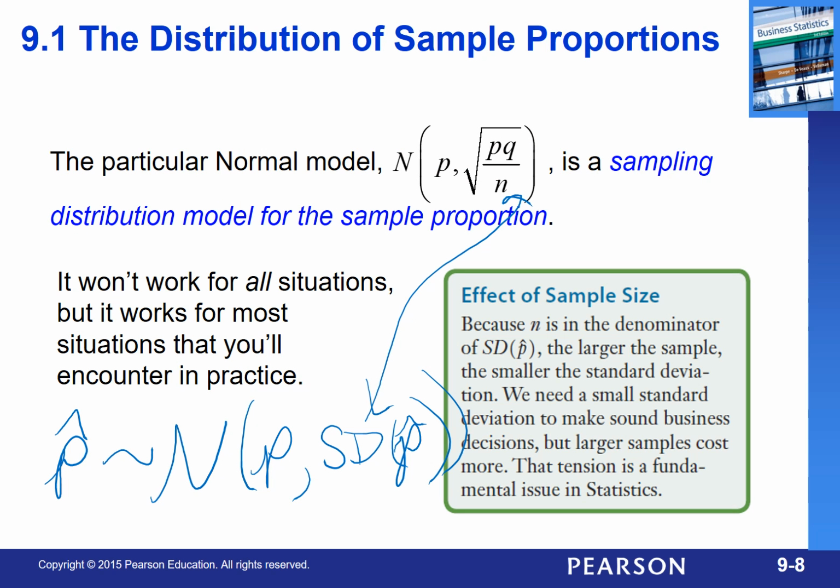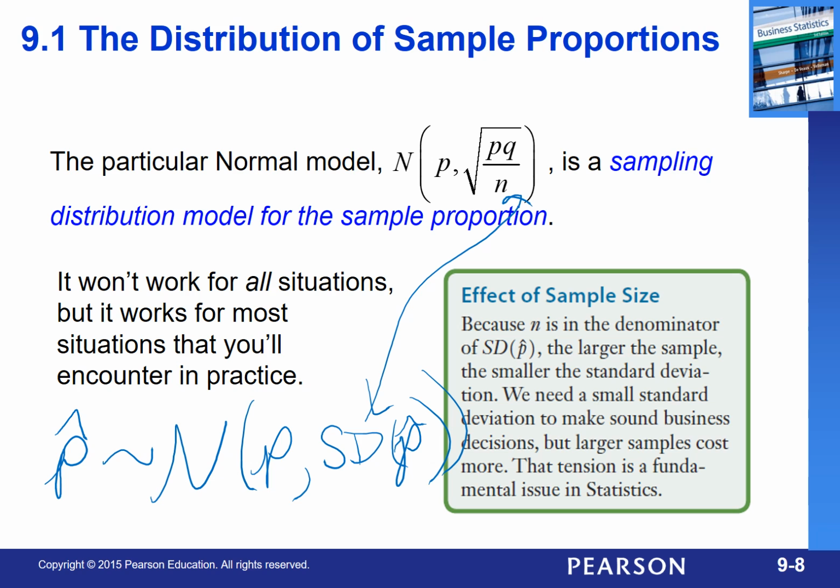Okay, so what does a sampling distribution look like? Well, when it's normal, it looks like the following. Its mean is the sample proportion. Its standard deviation is what we saw earlier. It's p times q divided by n and then square rooted. And this is what we call the sampling distribution model for the sample proportion.